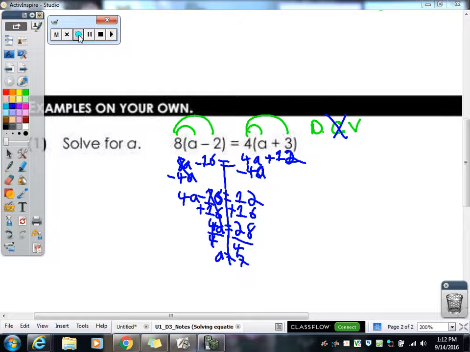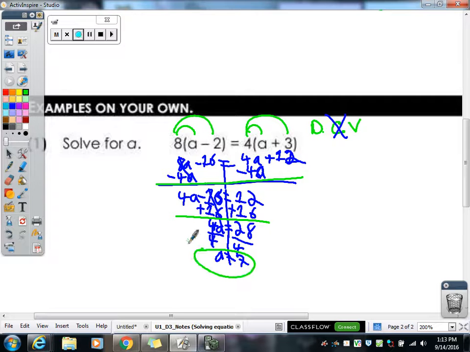A equals 7 was the correct answer. Does anybody not get that? So, what John did was he multiplied 8 times A, he got 8A. 8 times negative 2, he got negative 16. 4 times A, 4A. 4 times 3 is 12. He subtracted 4A from both sides and he got 4A minus 16 equals 12. Then he added 16 to both sides. He got 4A equals 28. Divided both sides by 4, and his answer was A equals 7. Okay?